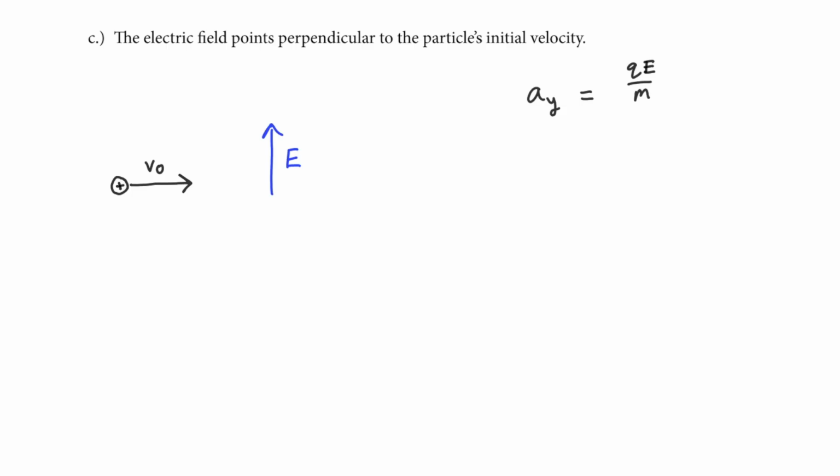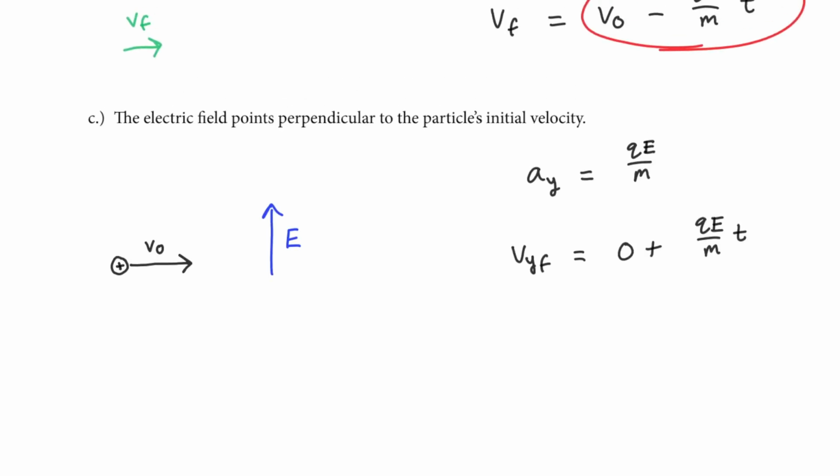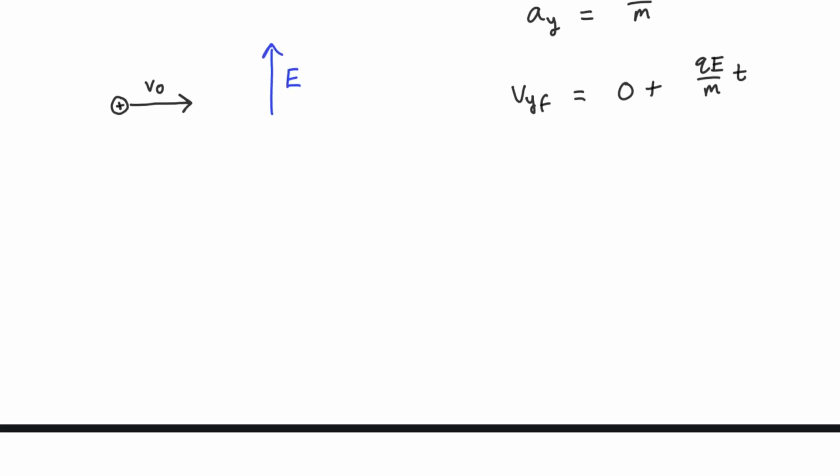So my final velocity in the y direction is going to be this sort of extra velocity I gain from moving perpendicular to the field. So this isn't the final speed. This is just the velocity it gained in the y direction. So we'll draw this out to better visualize.